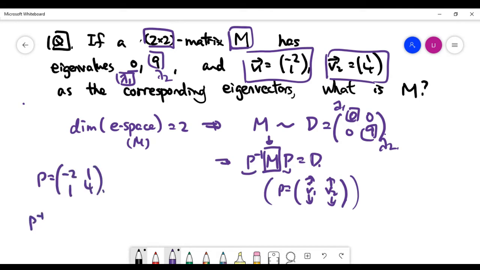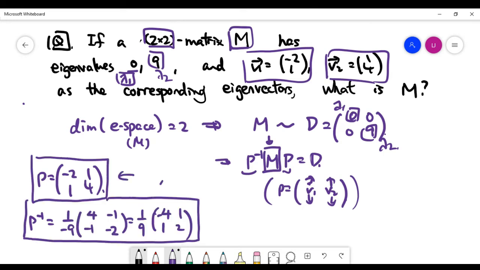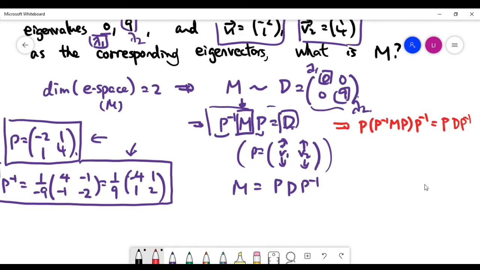By the inverse formula for the 2 by 2 matrix, we can write the inverse of P this way. After finding P and P inverse, and because you know D already, we can write the equation down as M equals P times D times P inverse. What I've done in this process is multiply the matrix equation on the left side by P and on the right side by P inverse. Please note that this one is identity and this one is identity. It means the left hand side is M, and the right hand side would be something like this.